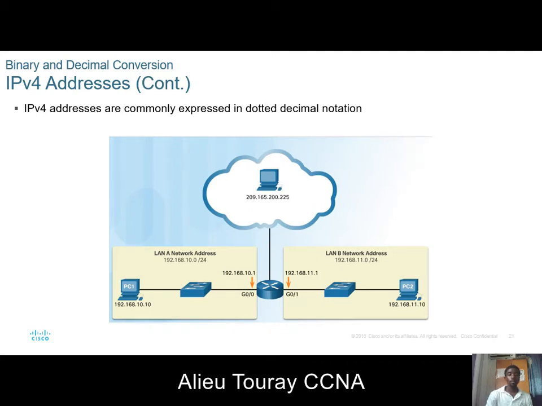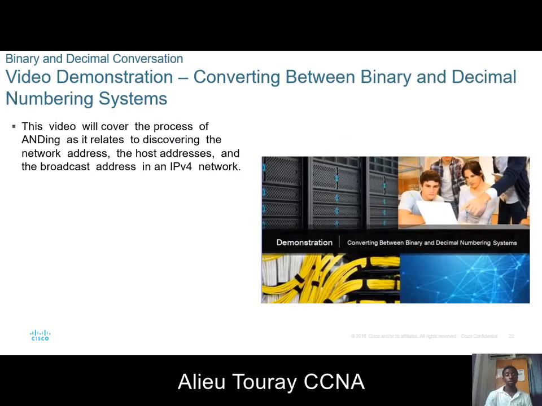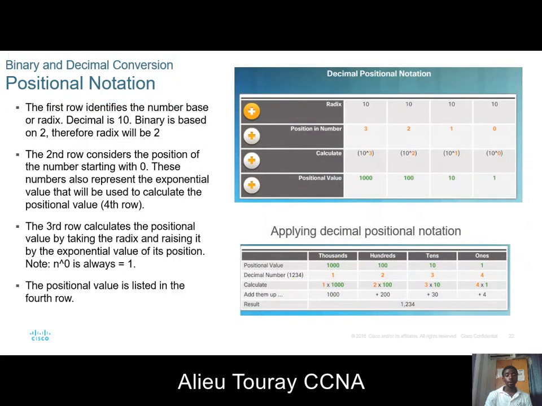IP version 4 addresses are commonly expressed in dotted decimal notation, and normally you see 10 dot whatever, 11 dot whatever, 192.168, 172. So that's how IP version 4 addresses are expressed. We have a difference between IP version 4 and IP version 6, which I explained previously. So we'll look at that again.